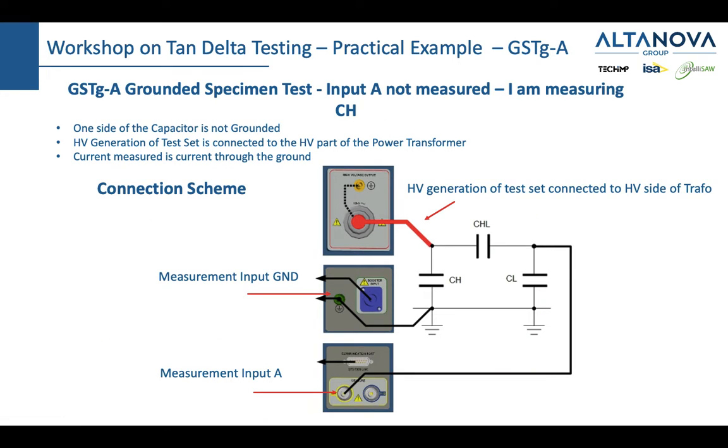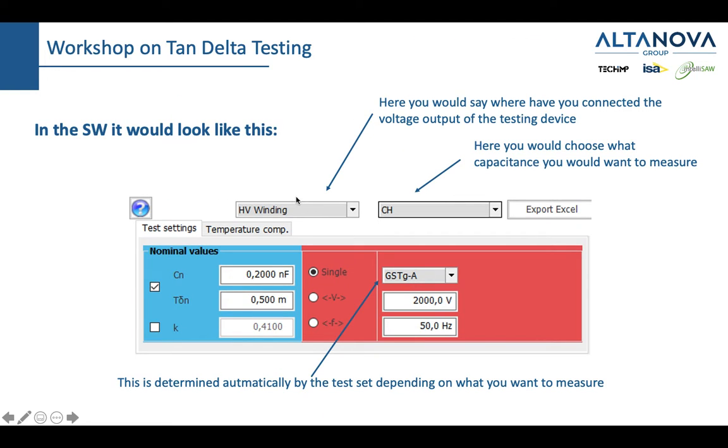In our next example, we will measure CH. In order to measure CH, obviously we need to use a GST. So we will use a GST GA, or grounded specimen test guard A. And when we do that, the connection is the same as before. In our device, we will again choose that we connected high voltage generation to the high voltage winding of the transformer.